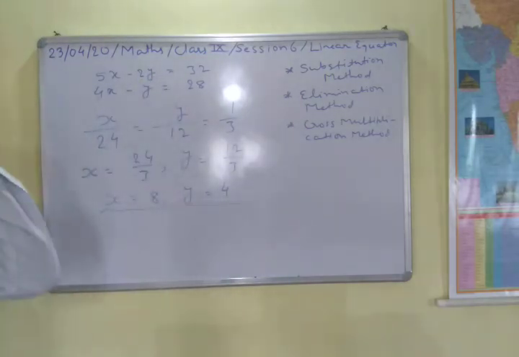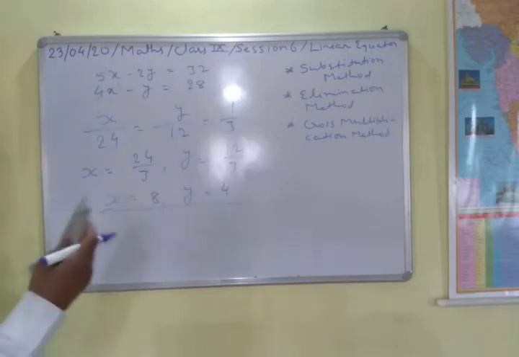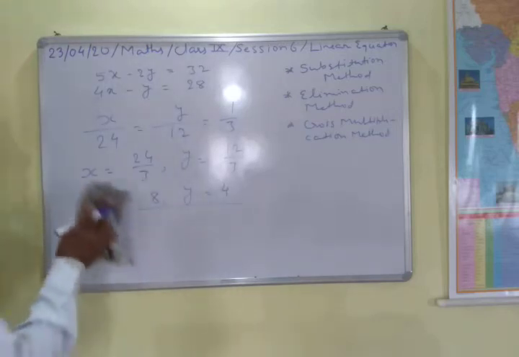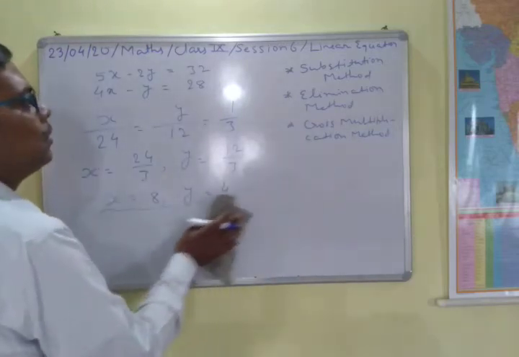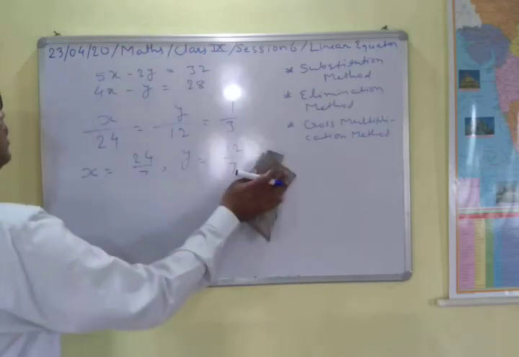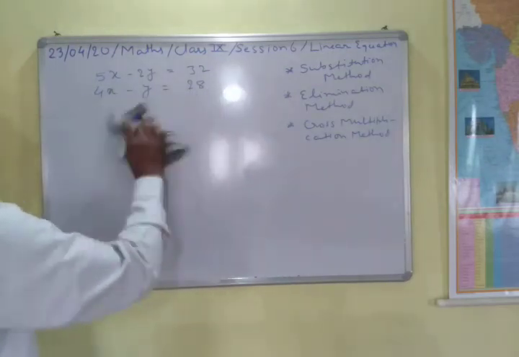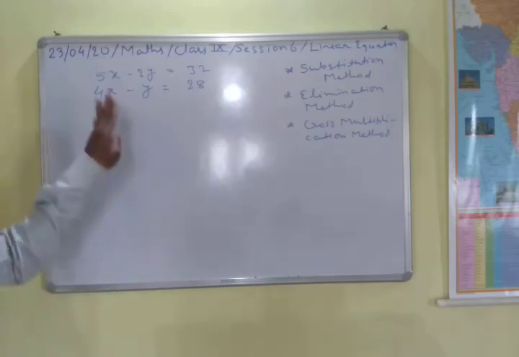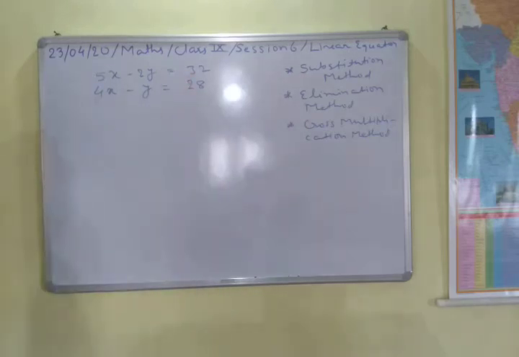So this is the cross multiplication method, and you must remember how to use this and that form. Now I will discuss the next, that is the elimination method. I can take this same example and solve this equation by the elimination method.